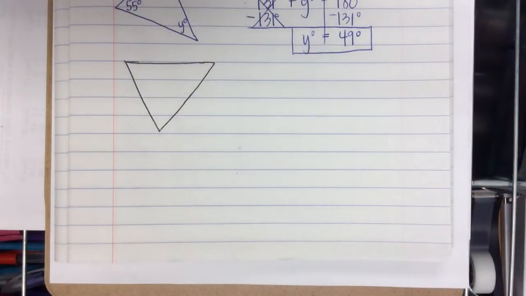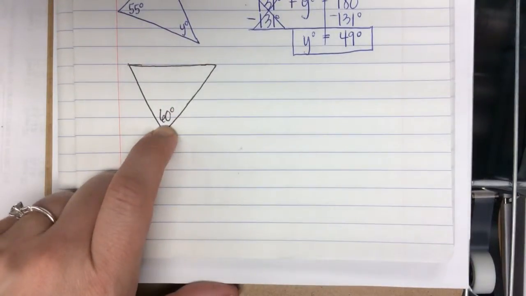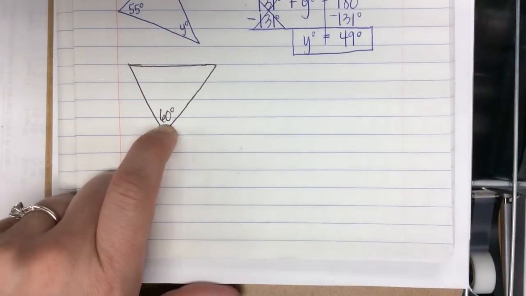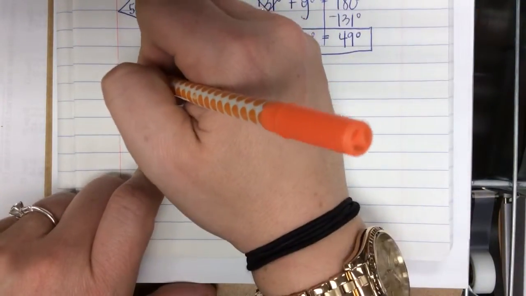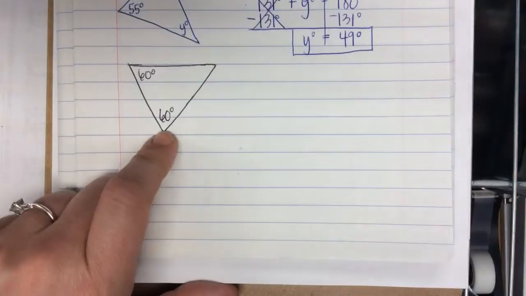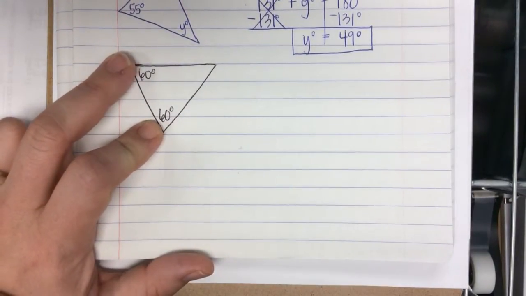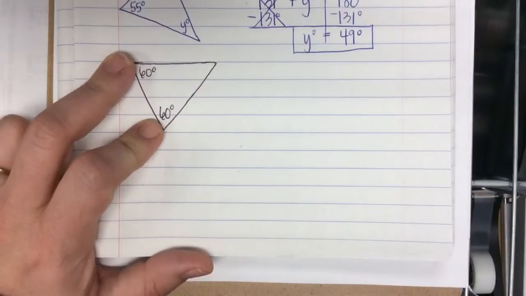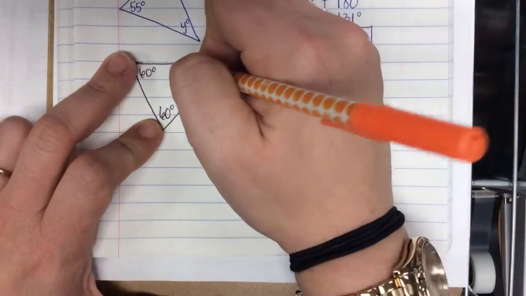So here's this triangle. And I know down here this is 60 degrees. And I know this one is 60 degrees. If two angles are the same, that means two sides are the same. What kind of triangle is this? That's the... Isosceles.